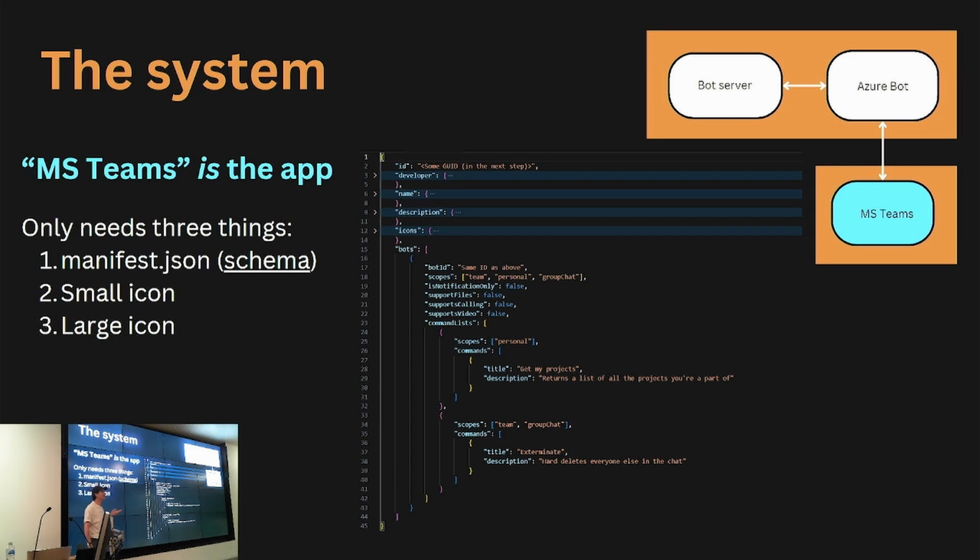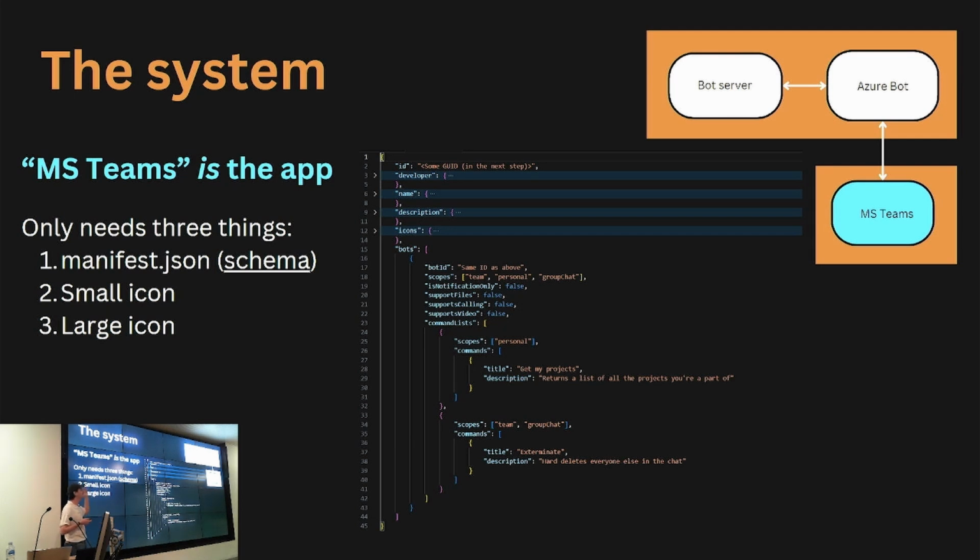The other 2 are dead simple. You need this JSON file, which they refer to as a manifest.json, and you need a small icon and a large icon. That's it. The small one is crazy restrictive. It's like 20 pixels by 20 pixels. You can't fit anything in it. It's very useless. Anyway, that is what the Teams app is.